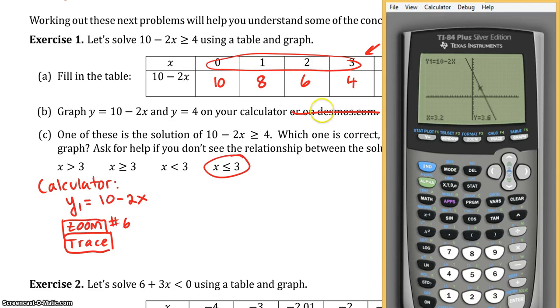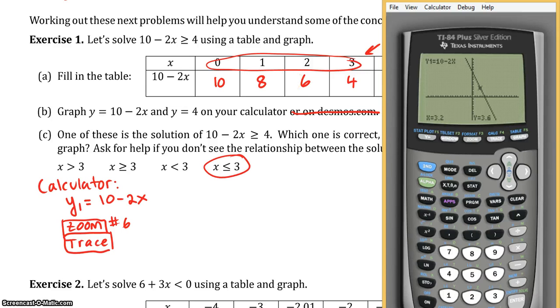Let's get to 3. Right when we get to 3, oh, it skips it. It still skips it. But 2.8, you'll notice it's bigger. And then 3.2, it's a little smaller. So again, all the x is less than or equal to 3.